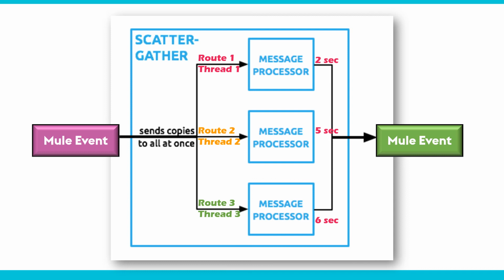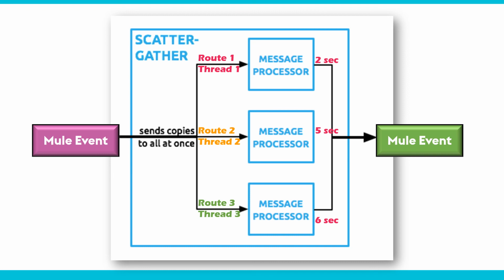Let's say in this example, route 1 takes 2 seconds, route 2 takes 5 seconds and route 3 takes 6 seconds. Then the output payload is a combination of all these mule events from each route and it would take 6 seconds to execute. Each route output has payload plus attributes. It is called scatter gather as it scatters the input and then gathers the responses to give the final response.